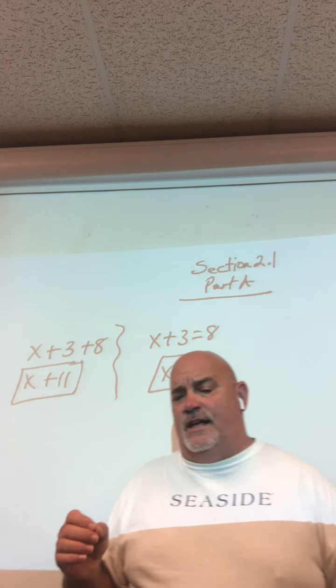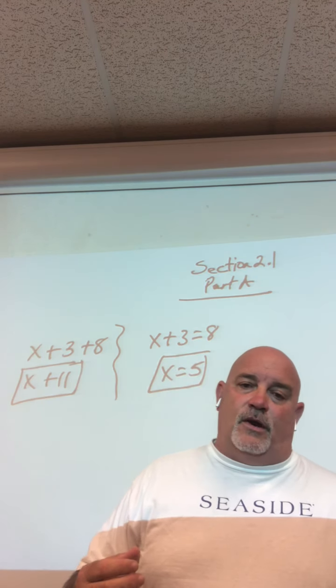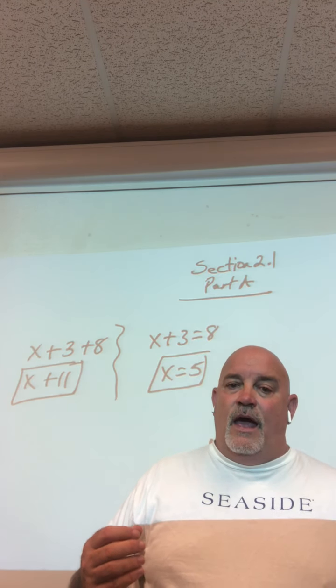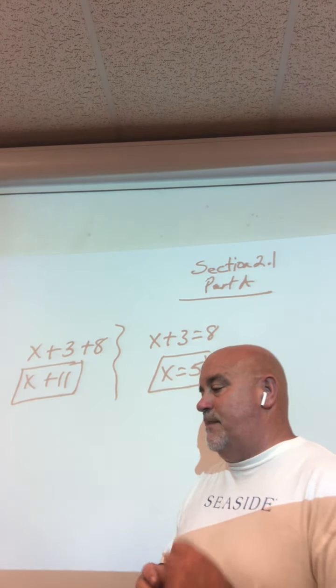But you can add variable terms with variable terms. So the question is, if we have a number term on one side of the equal and another number term on the other side of the equal, how do we get them on the same side? Well, we'll deal with that in just a minute.